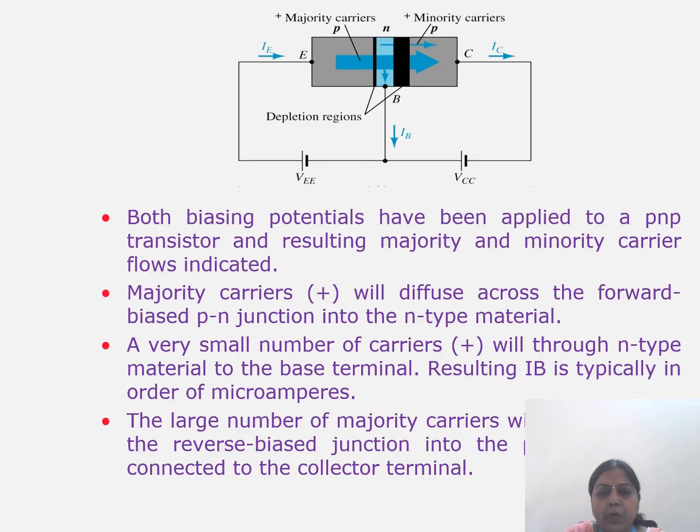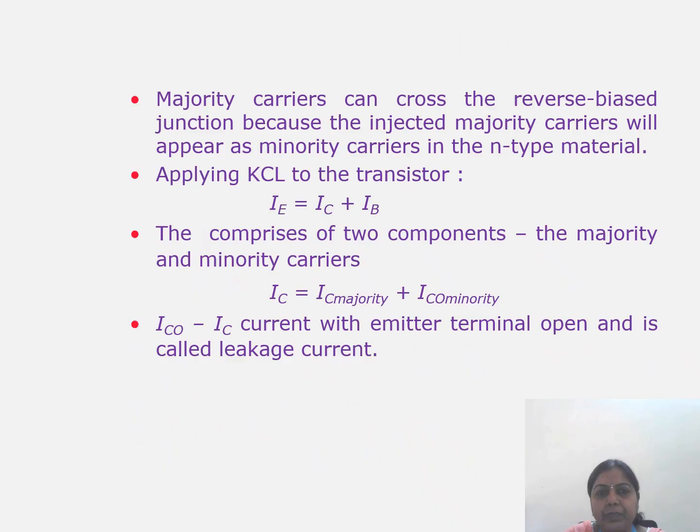So based on the movement of charge carriers, the emitter emits the electrons and the collector collects the electrons. Therefore the total emitter current is nothing but the sum of base current and collector current. This is applying Kirchhoff's law to the circuit. We get the emitter current as the sum of the base current and the collector current.